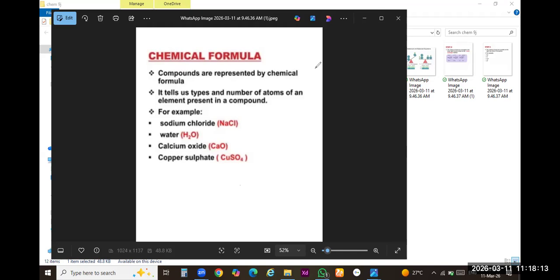Okay? You should know how to write the chemical equation. Before writing the chemical equation, you should know about how to write the chemical formula. Because in this topic, we will discuss how different chemicals react with each other and how the products are formed. So, before discussing this topic, you should know about how to write the chemical formula.